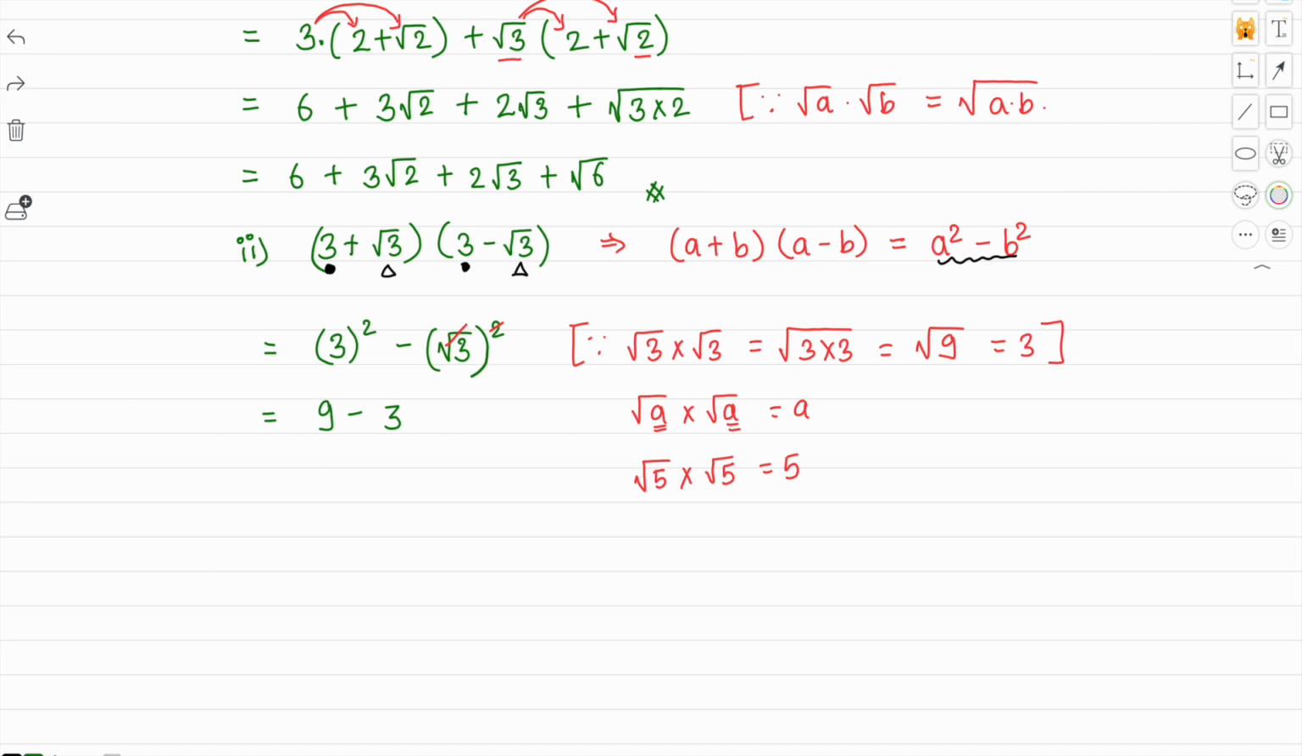And now we have our 9 minus 3, right? 9 minus 3 is 6. And that's our answer. So that's our second question. Now let's move to our third question.